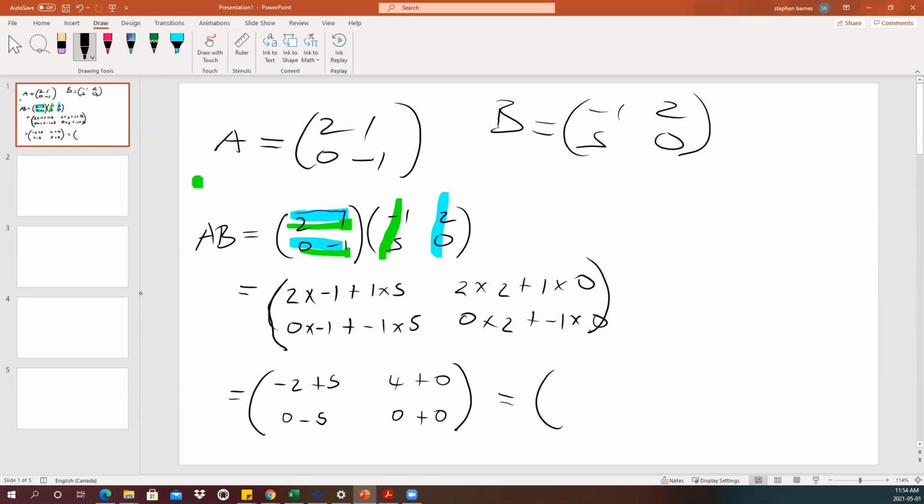Which part? The last bracket you did there. Okay, so all I'm doing is simplifying these up top. So 2 times minus 1 is minus 2. Plus 1 times 5 is 5. You see that? So all I'm doing is simplifying here. 0 times minus 1 is 0. Minus 1 times 5 is minus 5.